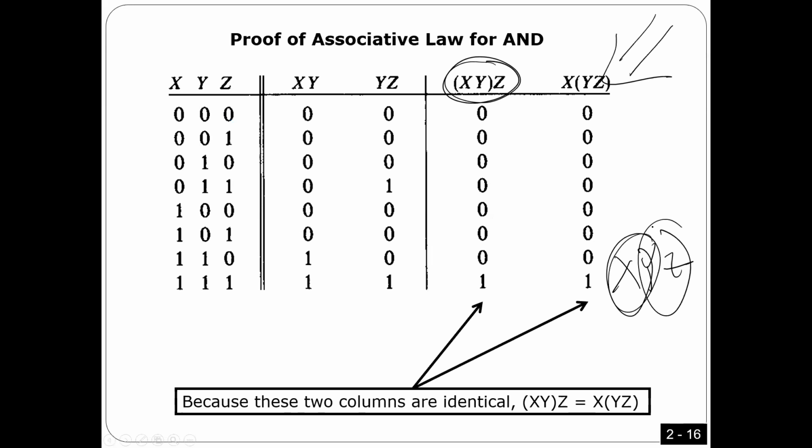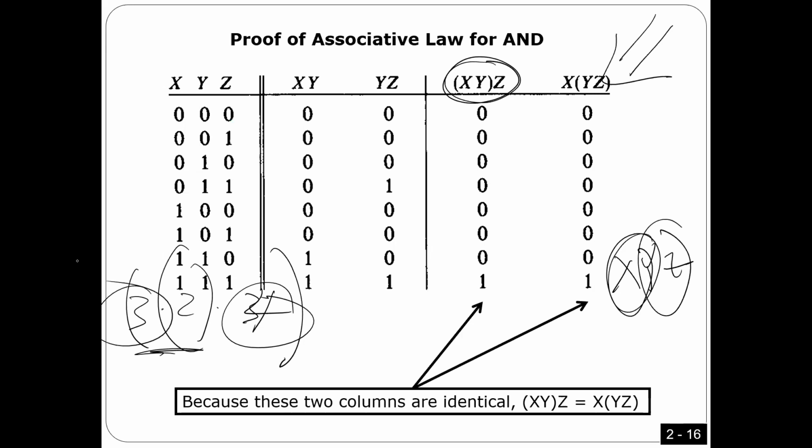By the way, this is not something new. This is similar to what you did in normal algebra, but here the operation is different. For example, if you multiply 3 times 2 times 4, it's the same. If I calculate this one first and then multiply by 4, or calculate that one and multiply by 3, it's the same.